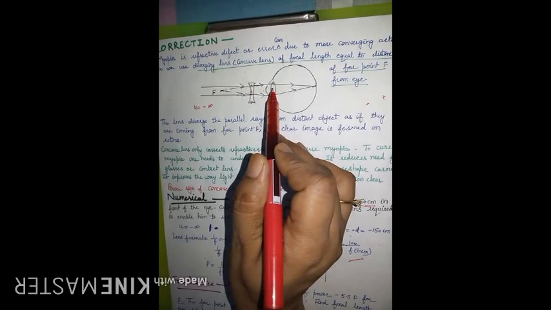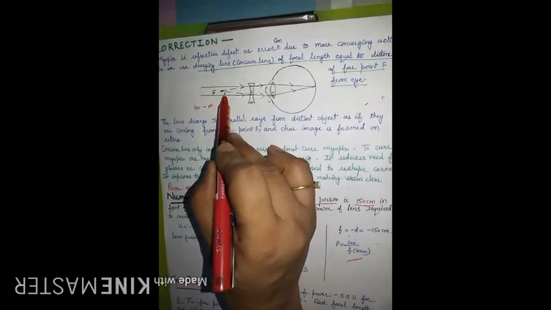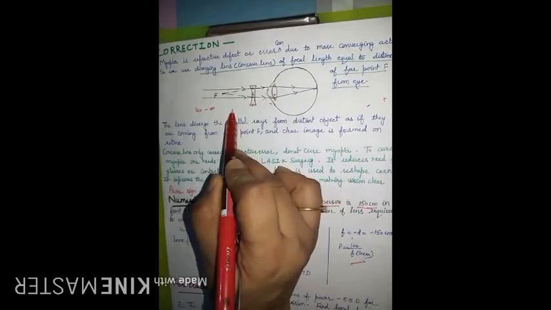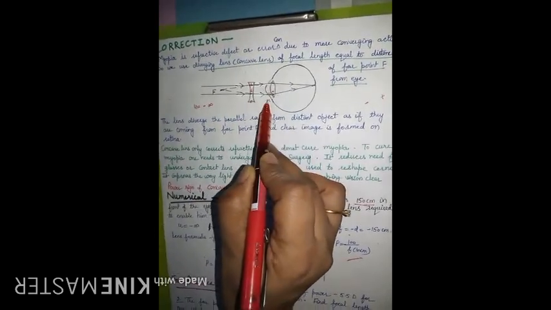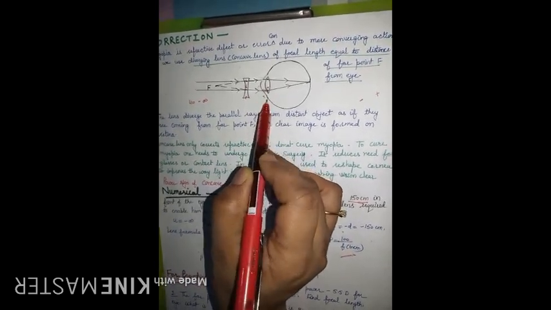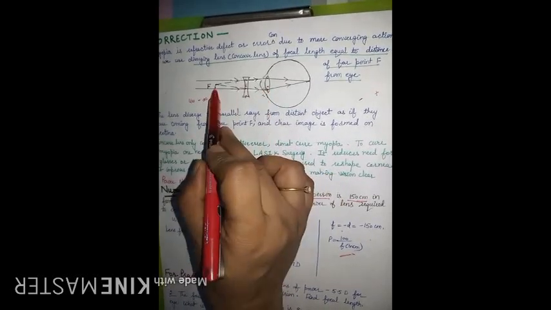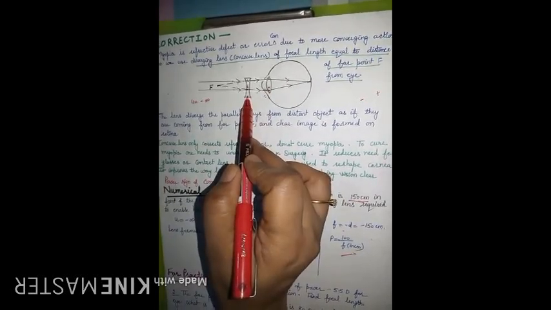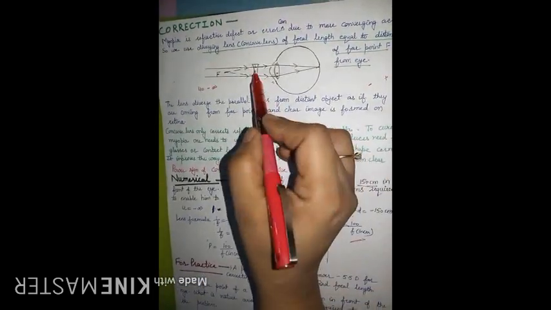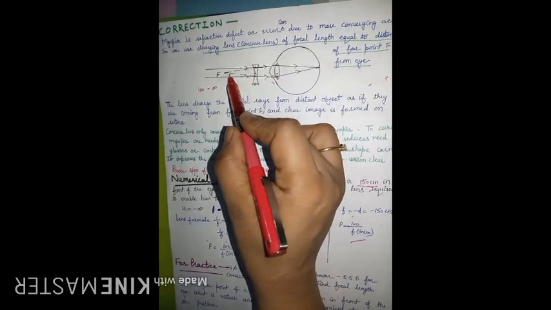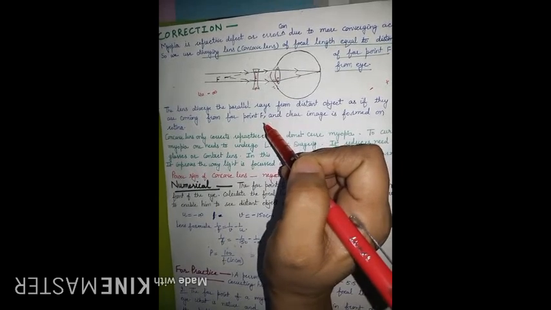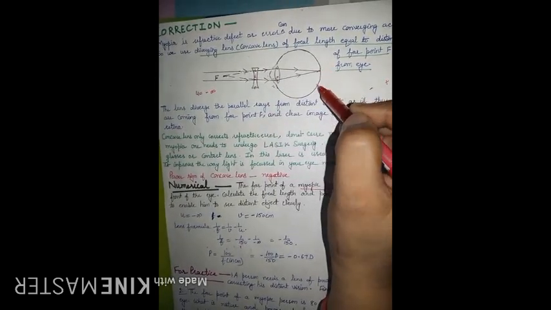So what is going to happen in reality? This gap is equal to this gap. In the diagram I have shown this gap, but in real life this gap is negligible. So whatever gap is there between this and this, the same gap you can consider between this and this also. So by using a concave lens of suitable focal length, we can correct it so that it can diverge the rays by a sufficient amount and image formation is going to be at the retina.